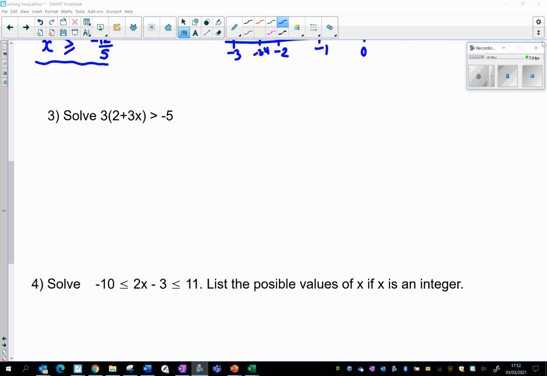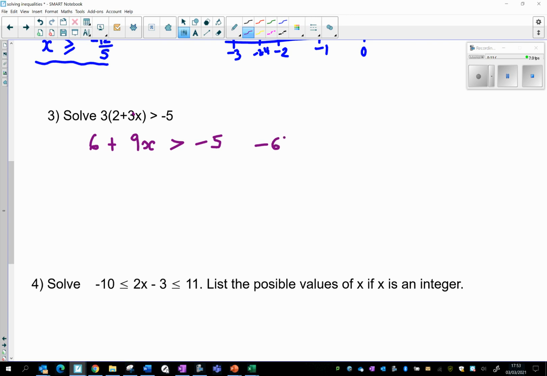Okay, let's have a look at another one. This one's got a bracket, but you know how to deal with brackets. Remove the bracket on the left-hand side. 3 times 2 is 6. So we've got 6 plus 3 times 3x is 9x, and that's greater than minus 5. So all I've done so far is remove the bracket. Okay, leave the 9x where it is.